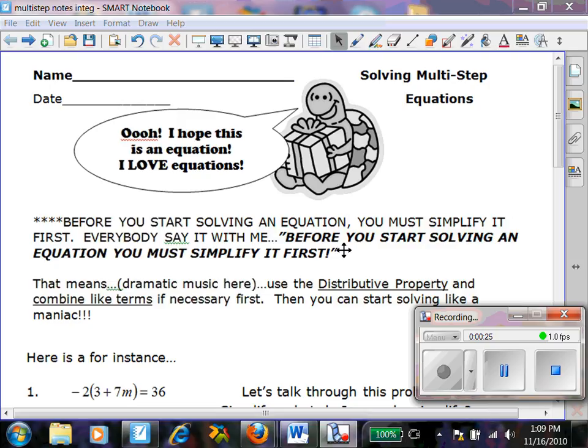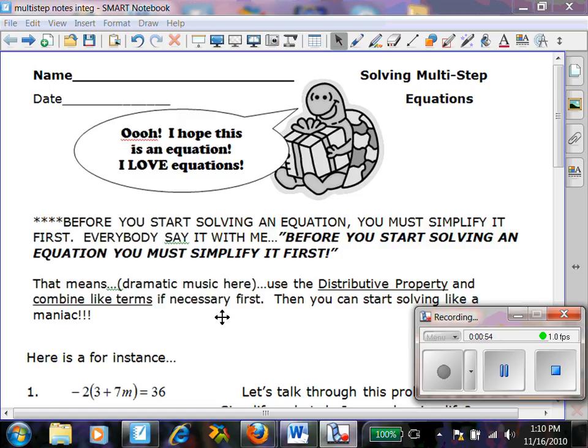So here is the key idea. Are you ready? Here we go. Before you start solving an equation, you must simplify it first. Everybody say it with me. And I mean it. I expect you to say it. Ready? Say it with me. Before you start solving an equation, you must simplify it first. Remember it. Love it. Embrace it.